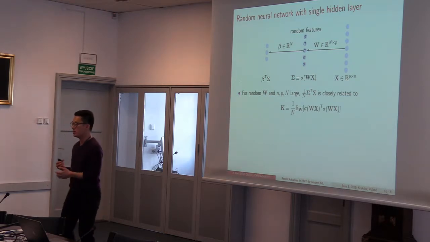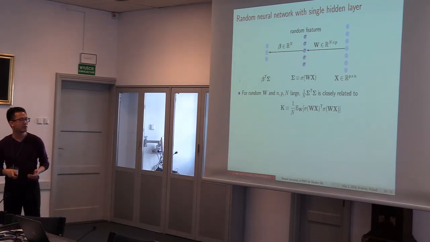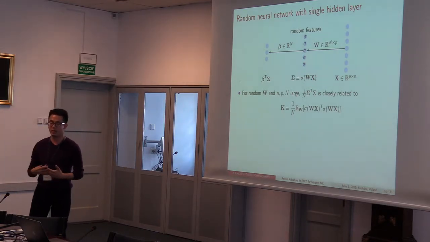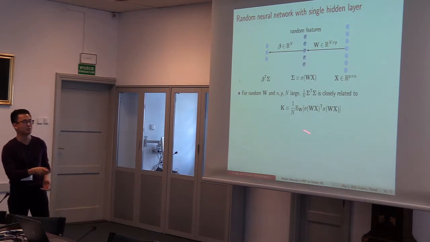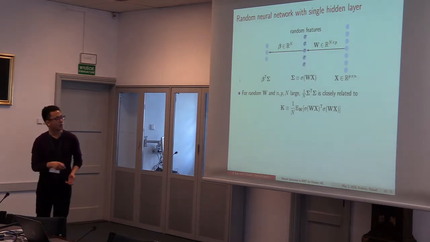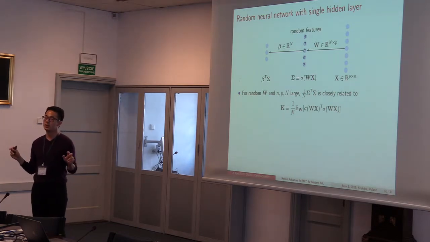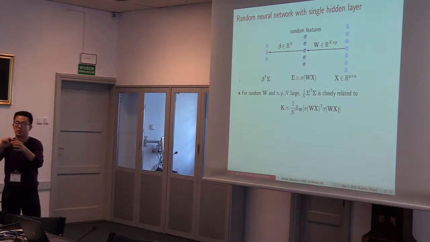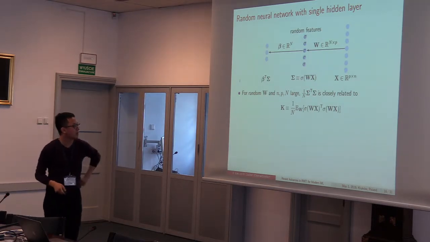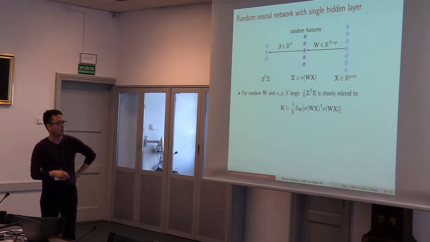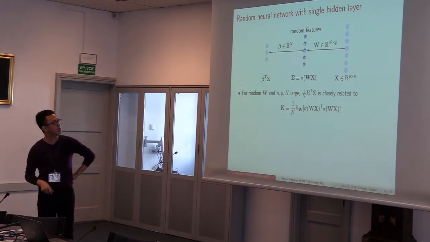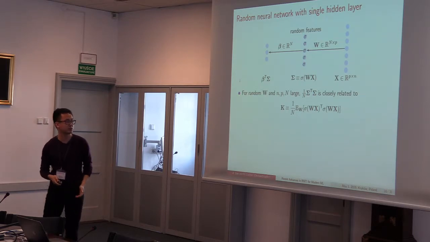And for random W, and n, p large, we can say that this Gram matrix, or if you like, this sample covariance matrix again, is really related to the following expectation. So I'm calling this K again because it's indeed some kind of kernel, or if you like, some kind of similarity matrix that measures the relation between data points, as we'll see in the next slide. It's not hard to understand why we take the expectation with respect to W: for a large random matrix W with IID entries, of course, we would love to compute this expectation.